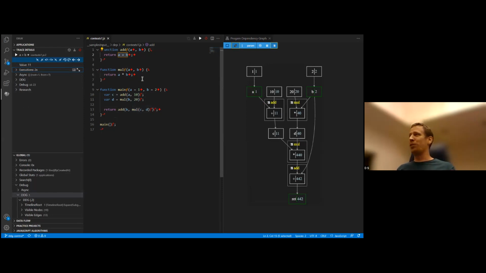Also just part of debugs. It kind of illustrates where the code executed. It gives you a little bit of a sense of that. And so this is the first thing.